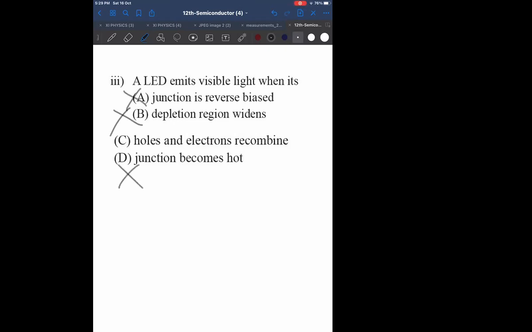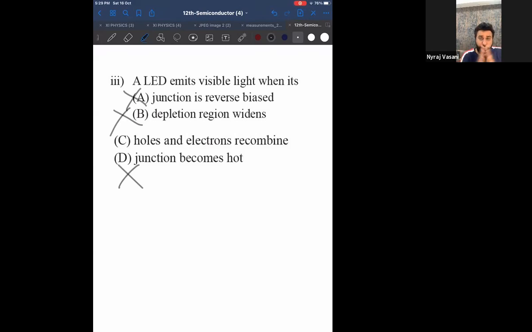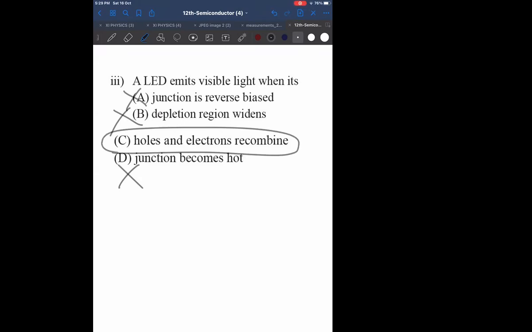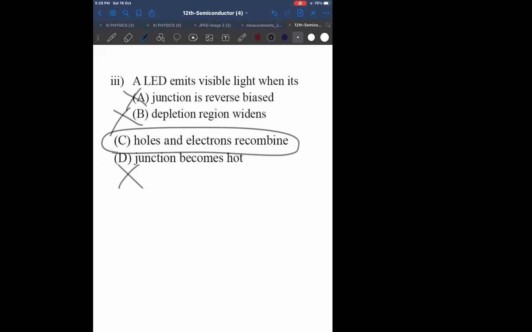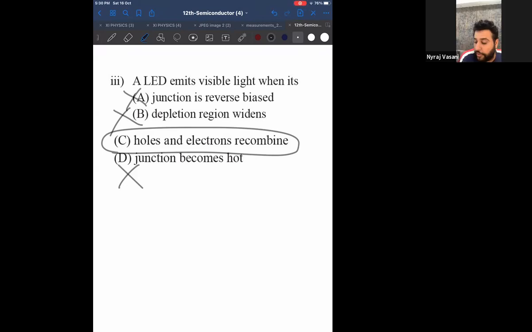Junction becomes hot, it is out. In forward bias, electrons and holes combine. Lot of current is generated. Therefore, answer is C. All of you, because LED operates only in forward bias. Is it clear? Yes, sir. So make a note of this MCQ as it is. Write all the 4 options and mark C as the answer. Start.